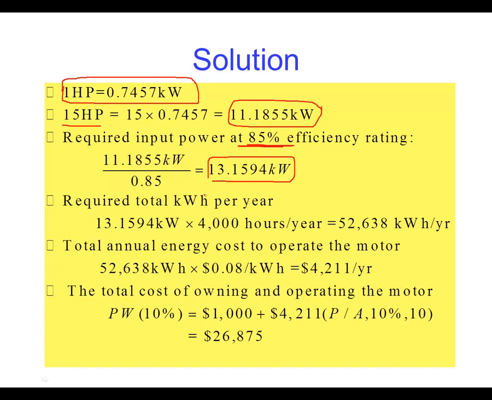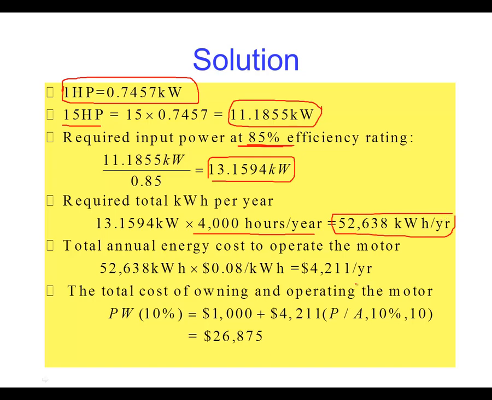So the required total kilowatt hours per year, since it will be operating for 4,000 hours per year, will be 13.1594 multiplied by 4,000, and that will give me a total of 52,638 kilowatt hours per year. Now we have the kilowatt hours per year. How much will be the cost?